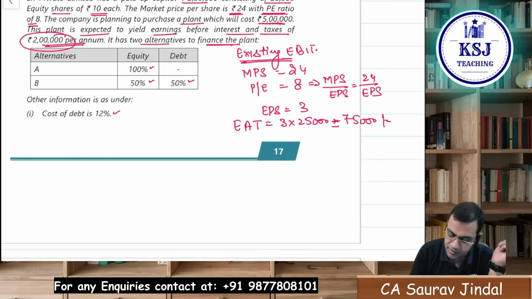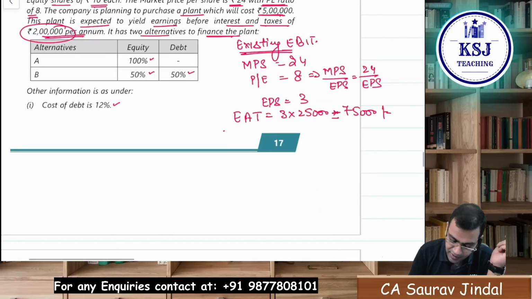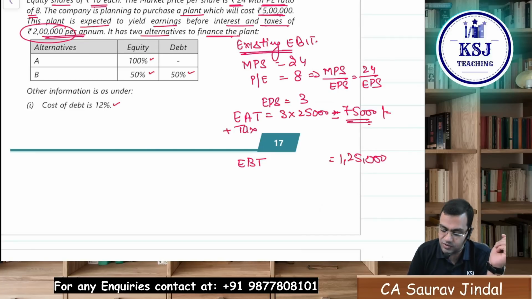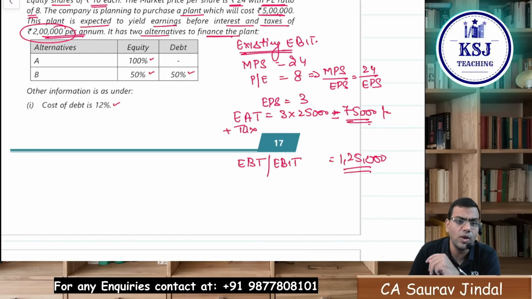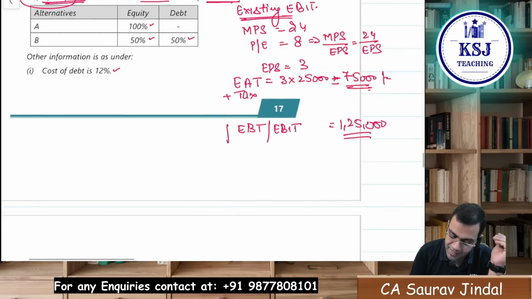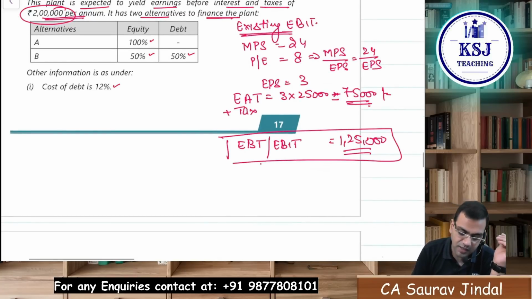75,000 rupees. This is after tax. Add tax to it, you will get EBT. That will be 1,25,000. Add the tax value to this 75,000, you will get the EBT. This is your EBIT, because in the existing capital structure there is no interest. If there is no interest, that means your EBT and EBIT will be same. So this will be your existing EBIT, new EBIT you have.